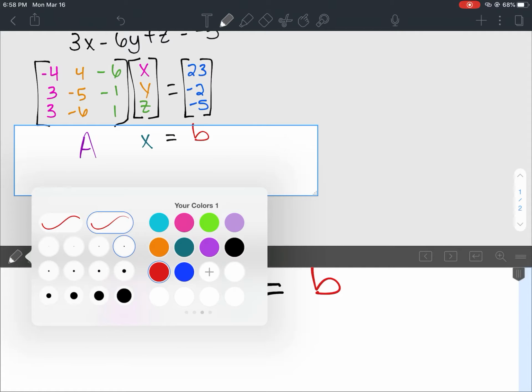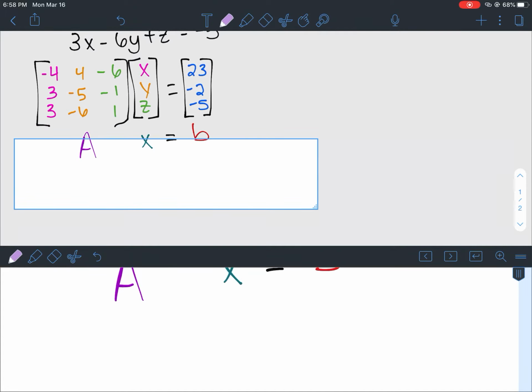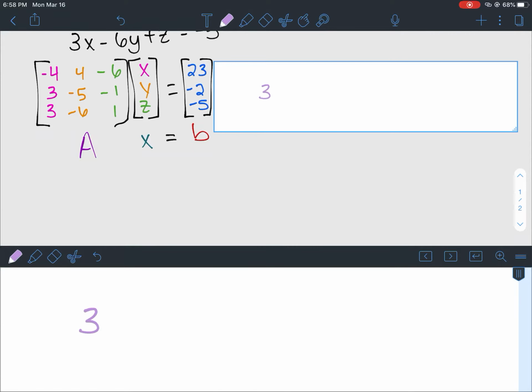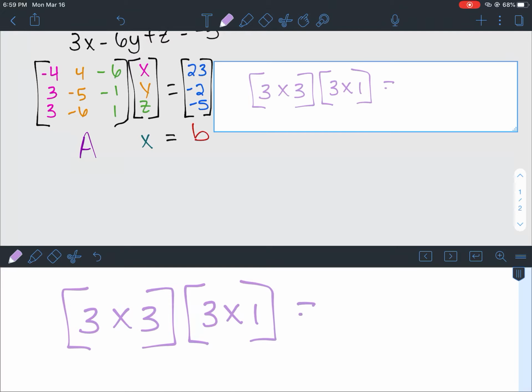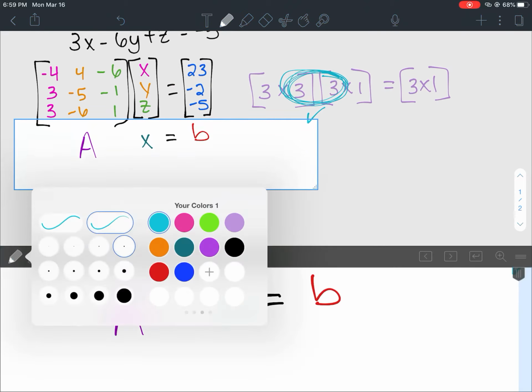Before I move on, I just want to talk about what the order of each of these matrices is. We have a 3 by 3 matrix in my first one. My second one is a 3 by 1, and that equals a 3 by 1 matrix. Remember when we were doing matrix multiplication, these two numbers had to be the same when we were multiplying, so that checks out.